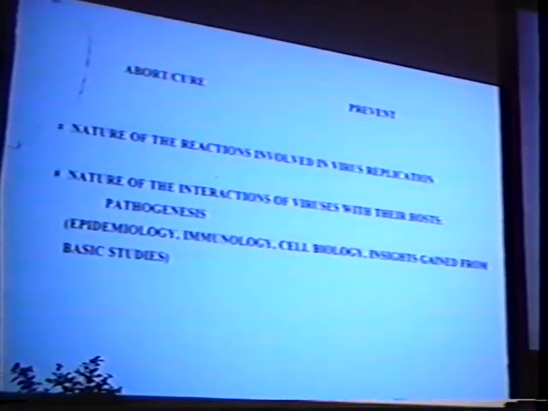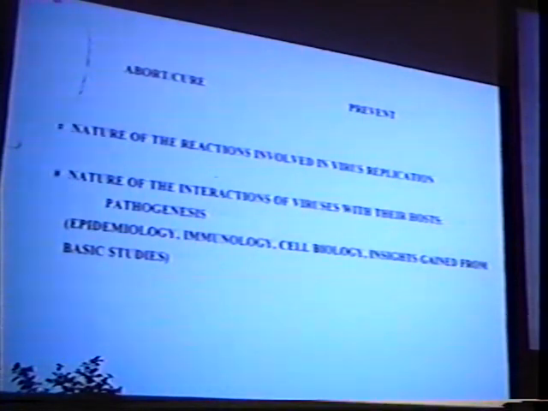Now, the primary aim of virology has always been to abort or cure virus infections once they have started, or to prevent them altogether. And the means adopted to realize these goals, virologists have attempted to understand in detail the nature of the reactions involved in virus replication, with the expectation that sooner or later one would be found to be susceptible to specific inhibition. And on the other hand, extensive studies were carried out on the nature of the interactions of viruses with their hosts, that is, pathogenesis, using the techniques of epidemiology, immunology, cell biology, and the insights gained from the basic studies.